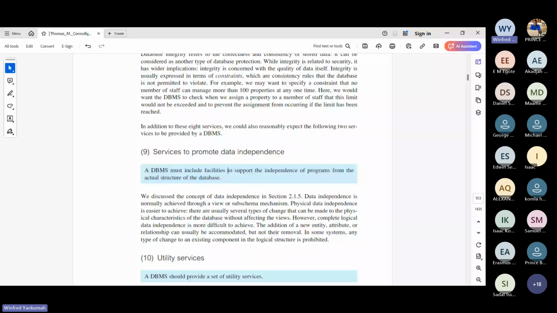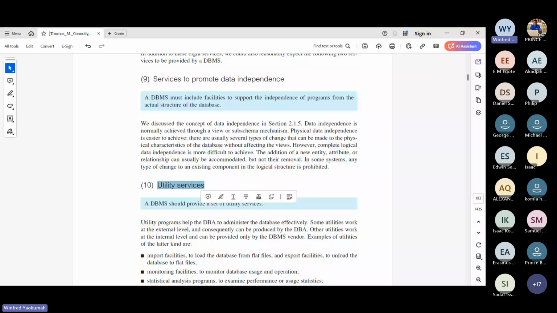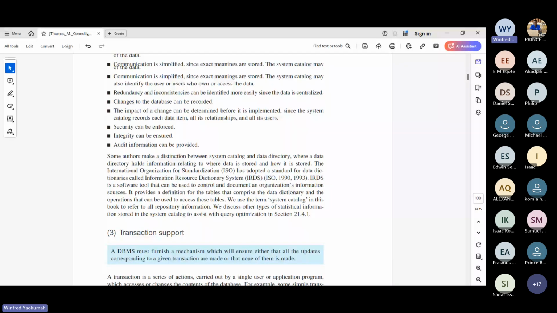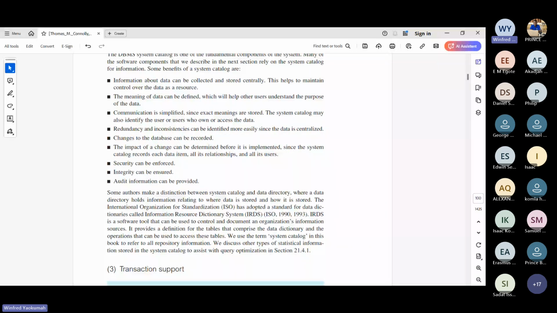Then there should be utility services like backup, restoring of files, and maybe integrity checks, reallocation of files, garbage collection, system monitoring, statistics analysis to check how the database is doing and all that. So the utility services must also be part of the database management system. When you want to develop or evaluate database management systems, you should see these key functions in there, which is critical. There are about 10 of them listed over here.